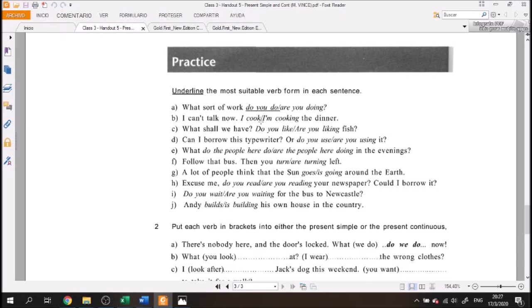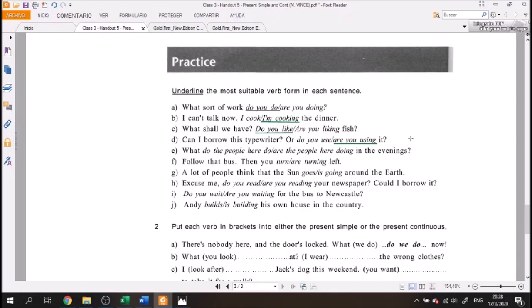Yes, B is I'm cooking. Very good. I'm cooking dinner. Clearly the person is talking at the moment of speaking. What about C? What shall we have? Do you like fish? Yes, do you like fish? A fact. D, can you borrow this typewriter? Are you using it? Yes, right now, are you using it?